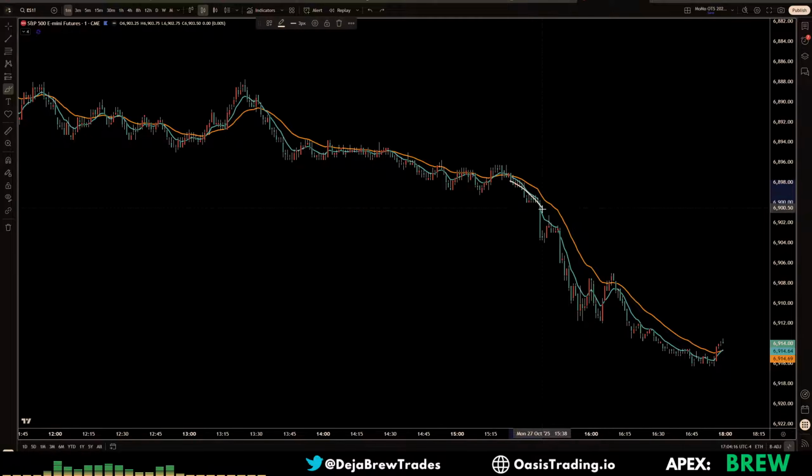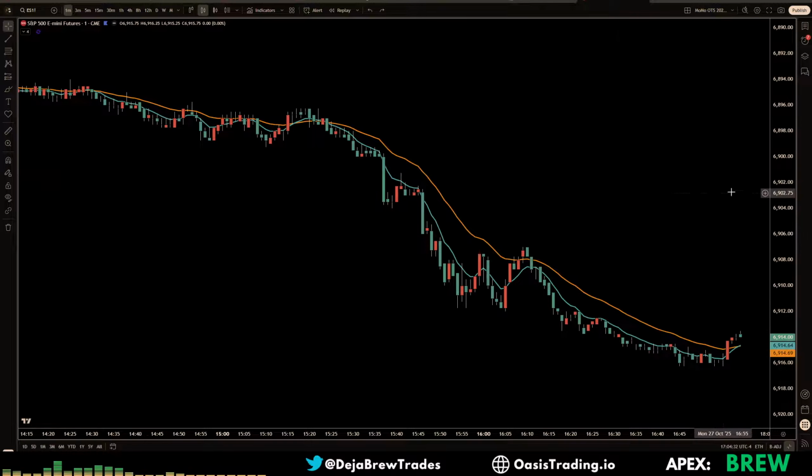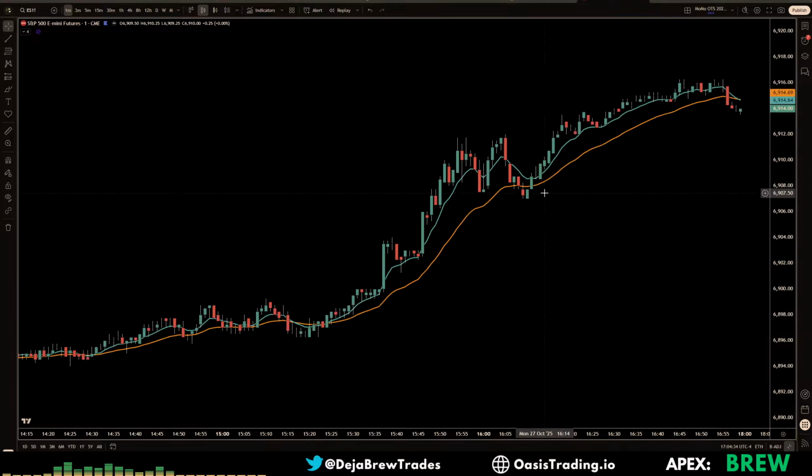So like right here, it's just constantly respecting the ADMA. Right here, it pulled back into the ADMA and then immediately sold. It's basically telling you, hey, we're probably not going to get that, right? And obviously, we didn't sell off at the end of the day. I'm just using this as an example because I flipped my chart.